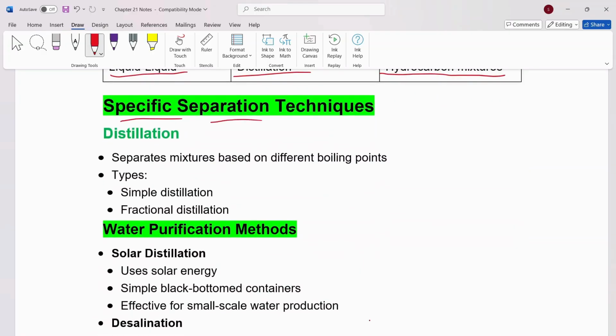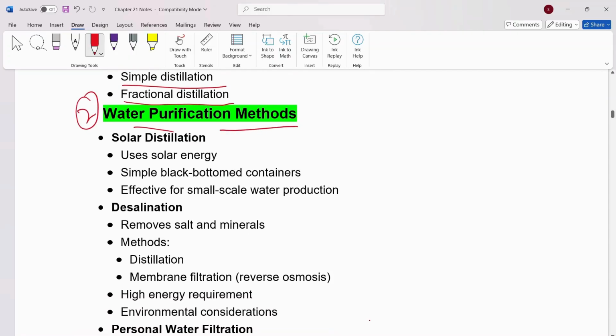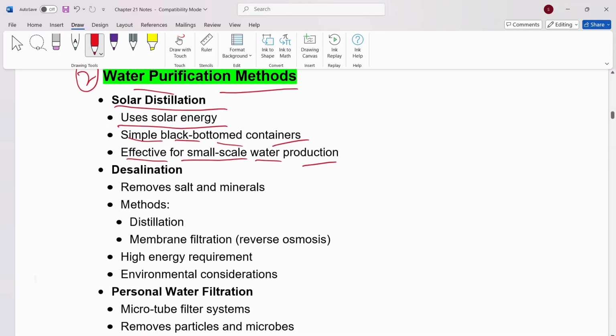Some specific separation techniques. Number 1, distillation. It separates mixtures based on different boiling points. Types: simple distillation, fractional distillation. Then we have water purification methods. Here we have solar distillation, which uses solar energy. Simple black-bottomed containers, effective for small-scale water production.